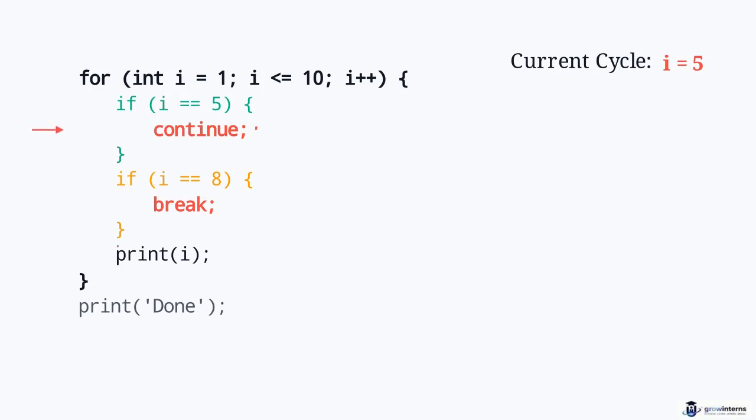When the condition is met, the program immediately jumps back to the top of the loop to begin the next iteration, bypassing any code below it. The break keyword is more absolute. It acts as an emergency exit, immediately terminating the loop and moving execution to the code that follows the brackets.